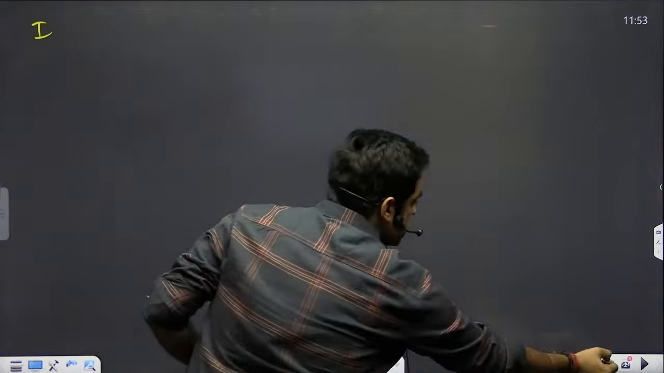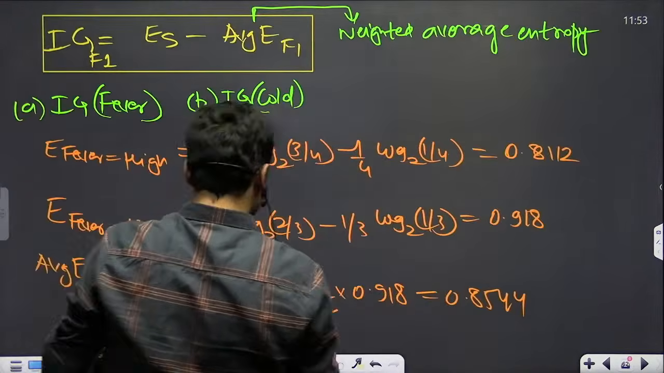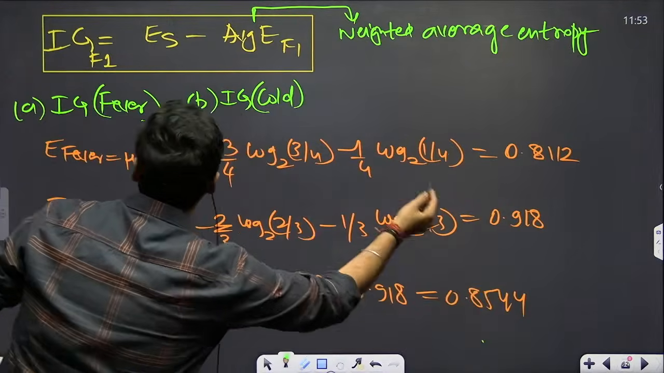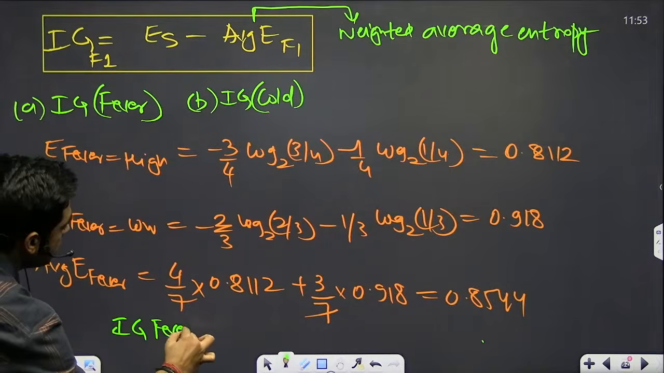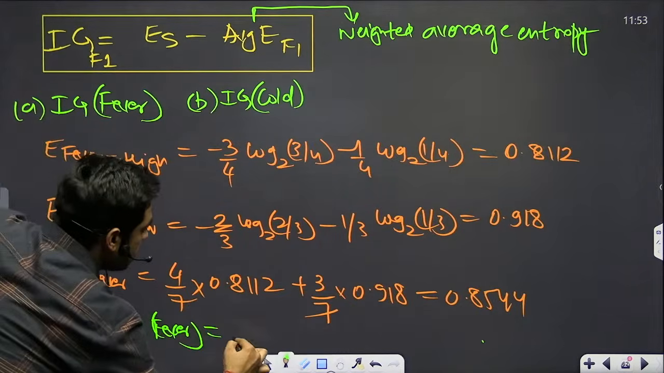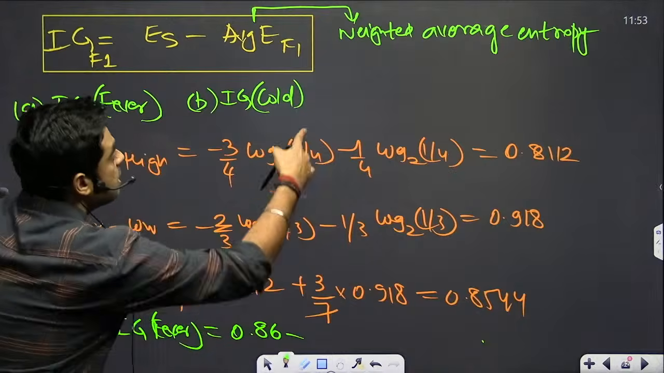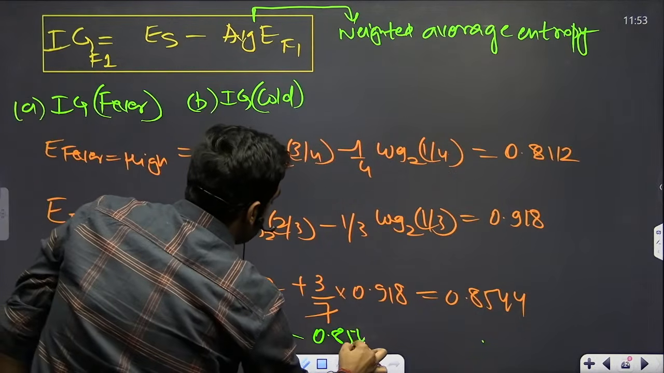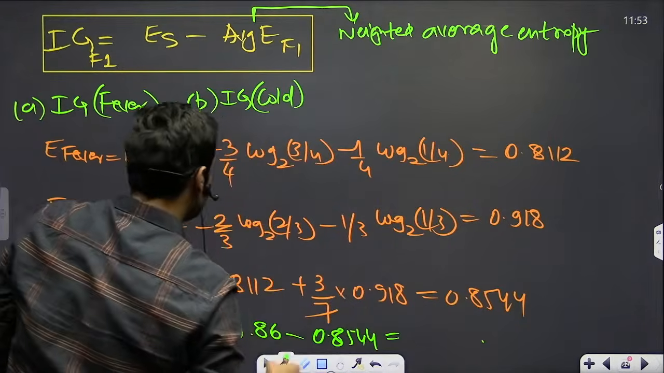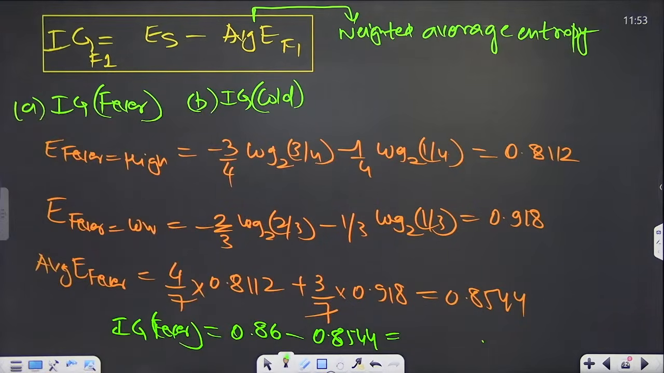Now, what is the information gain for fever? The entropy of the data set is 0.86, so the information gain is 0.86 minus 0.8544.